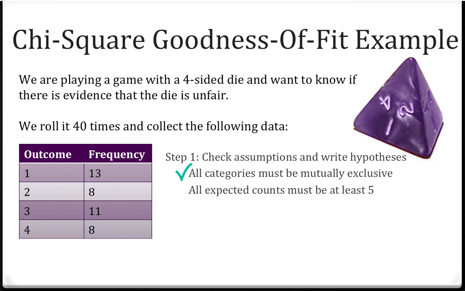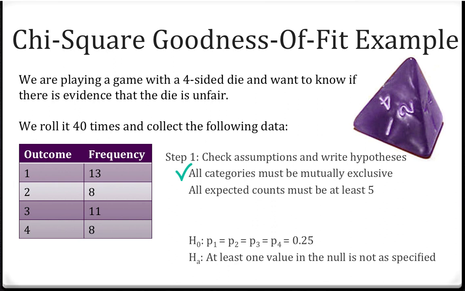The second assumption is that all expected counts must be at least 5. We'll come back to this after we write our hypotheses, because our null hypothesis is going to tell us the proportion that we need to compute these expected counts. We want to know if the die is unfair. If the die is unfair, then the proportions are not equal across the 4 possible outcomes. The null hypothesis then is that the die is fair and that the proportions are equal across the 4 outcomes.